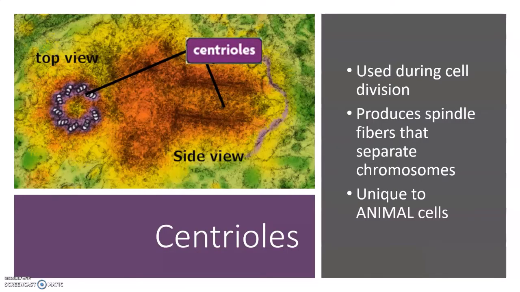Next, we have centrioles. Centrioles are going to be unique to animal cells, and they have a very important role in cell division. We have a cell division unit a little bit later on in the course, and we'll talk about spindle fibers separating chromosomes. So when we get to that unit, remember that it's the centrioles that are producing those spindle fibers. This is not something that's found in plant cells. They can undergo cell division, but they don't have this highly organized structure that's known as the centriole.